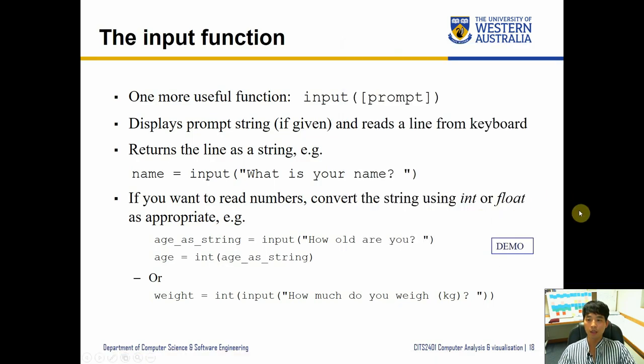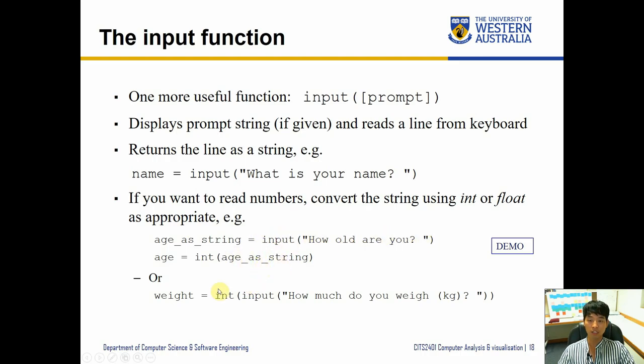Whatever you type in, by default, will be stored as string. So if you know your input will be expected as numbers, then you can convert them into a different type using built-in functions like int or float, etc. So here's an example. Age as string is input, how old are you? And then you are expecting them to type in an integer. Then you can convert that as an int and then store it into age straight away. And of course, you can combine the functions, because essentially the output of that is used inside this function.